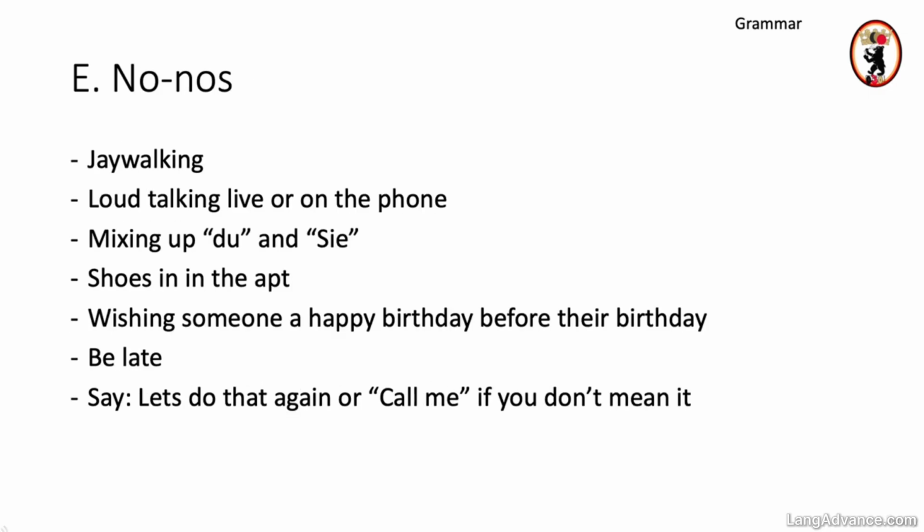Lastly, let's talk about the no-nos in Germany. I've mentioned it before, but we really hate jaywalking. Don't do it while in Germany. The next point is a repeat as well. Don't talk loudly, live, or on the phone. That goes towards being respectful in shared common places. Americans usually make themselves known by talking obnoxiously loudly, at least from a German perspective.